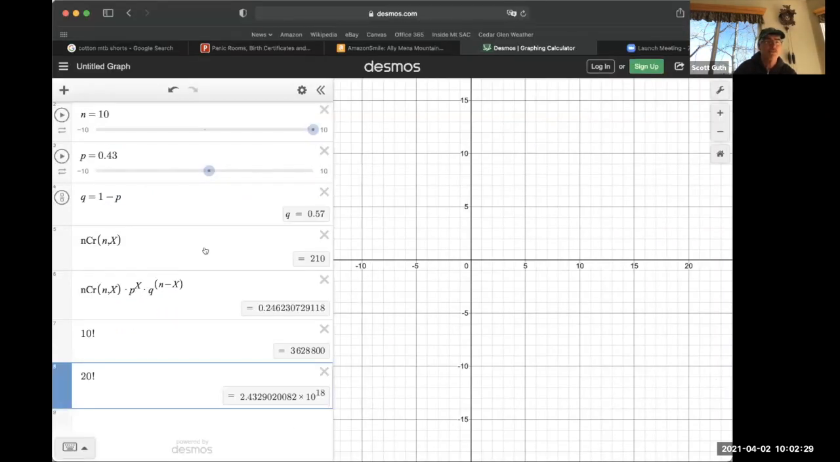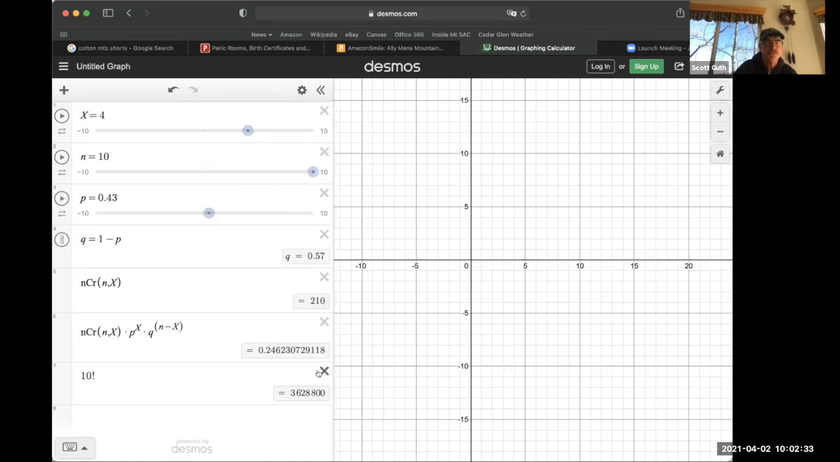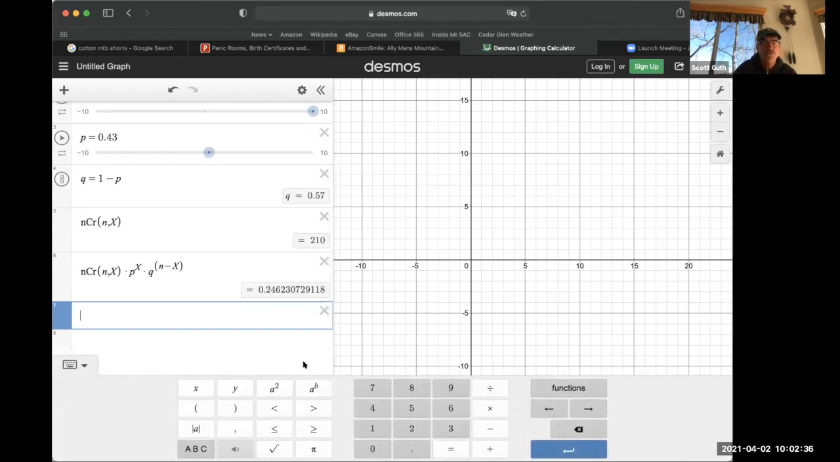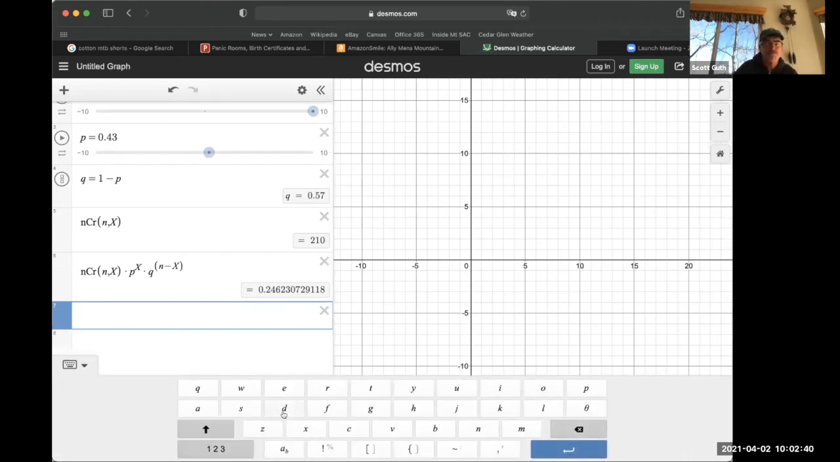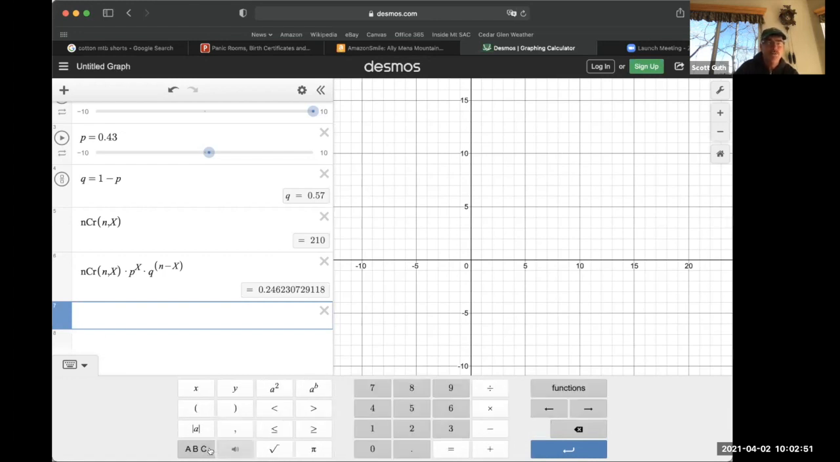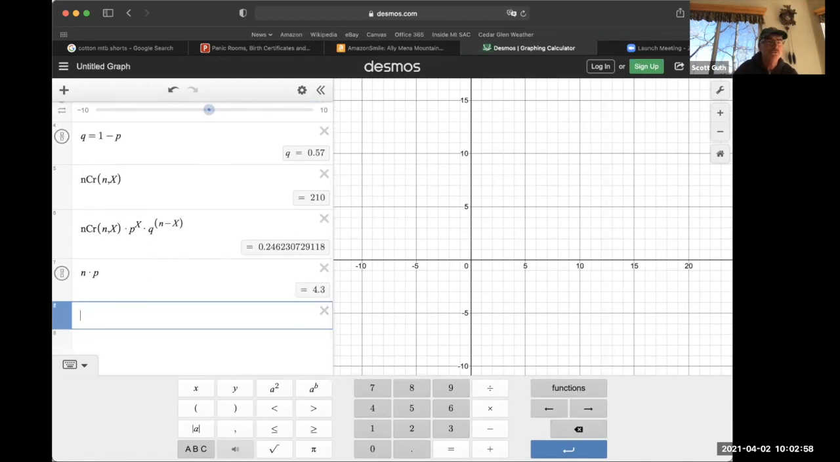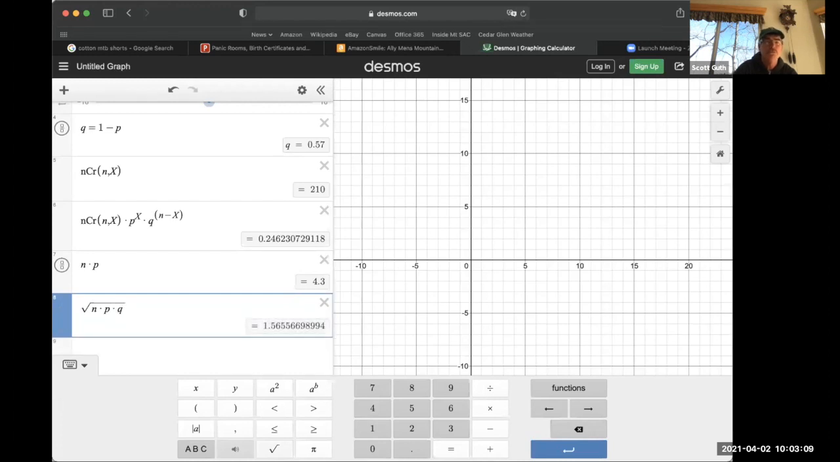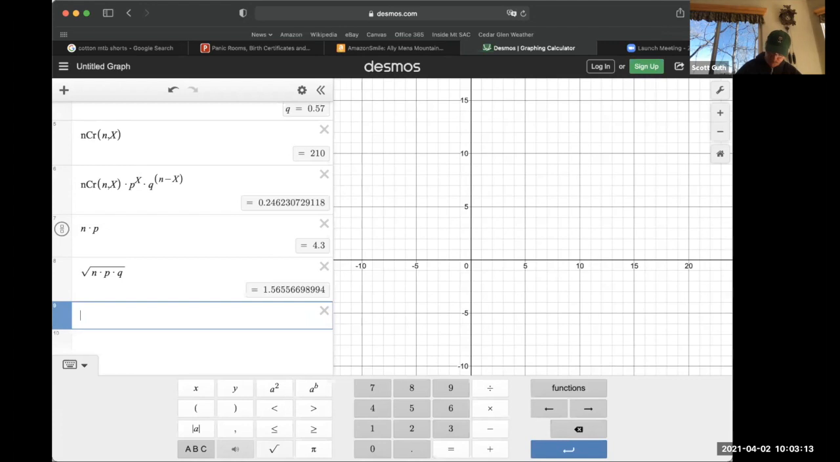It's always a hassle coming back, but I'm going to delete some of this nonsense here and then just put down mu. I wonder if it has Greek letters. No Greek letters. Oh, well, I just do n times p. So for the mean, it's n times p, and you can see the 4.3 there. Square root has a little button on the toolbar. It looks like a check mark, but that's a square root symbol. And we'll just do n times p times q. And there it is, 1.57 maybe. So back in the notes, mu is 4.3, and the standard deviation is 1.57.